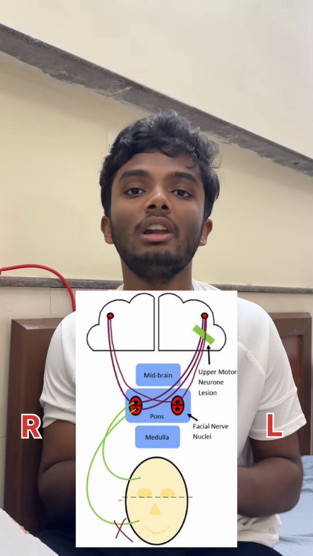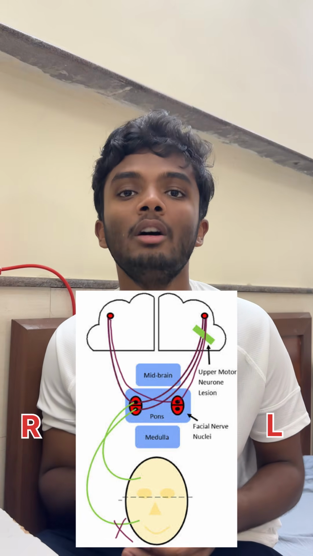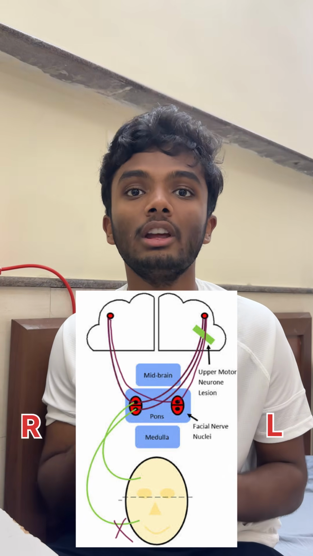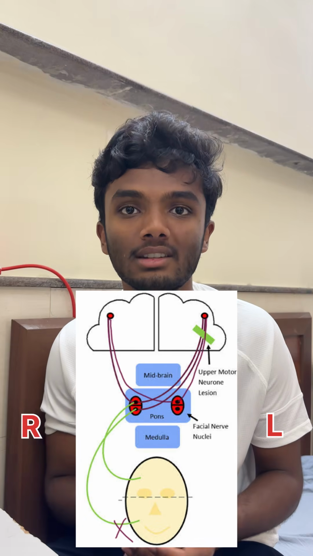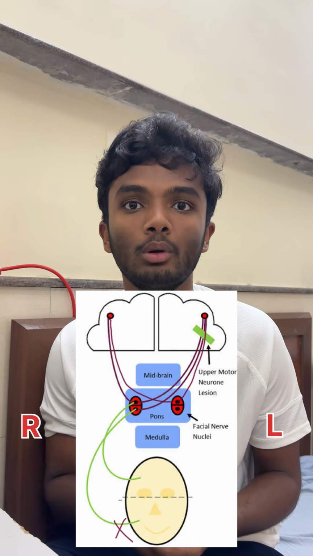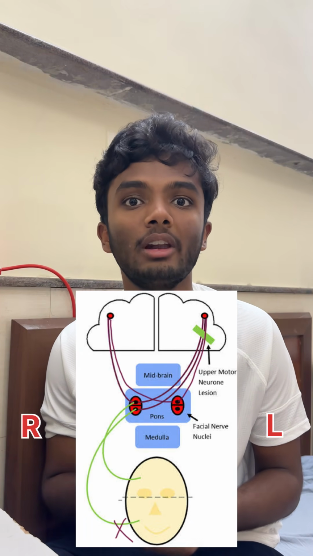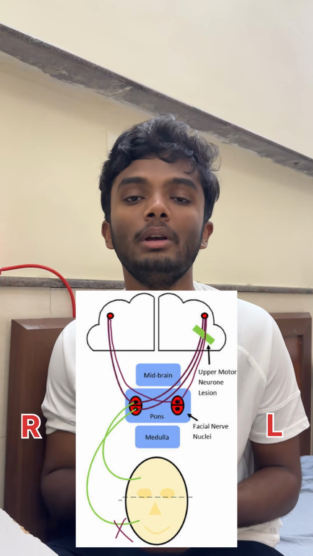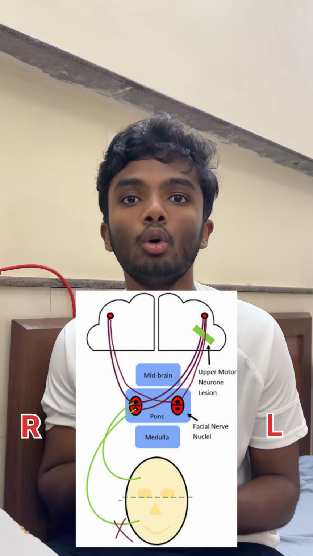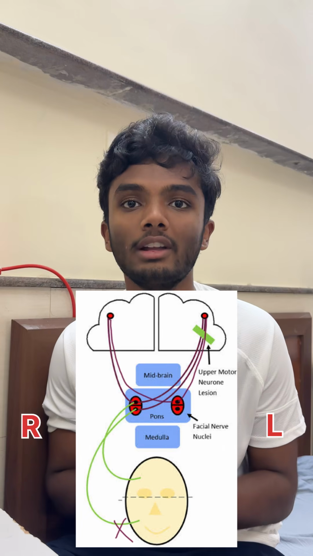Here, the fibers to the left upper half of the nuclei are damaged, but it retains its function due to the innervation from the contralateral side cortex, whereas the right lower half of the nuclei has lost its only supply from the contralateral cortex, and the patient presents with contralateral lower half facial weakness with forehead sparing.